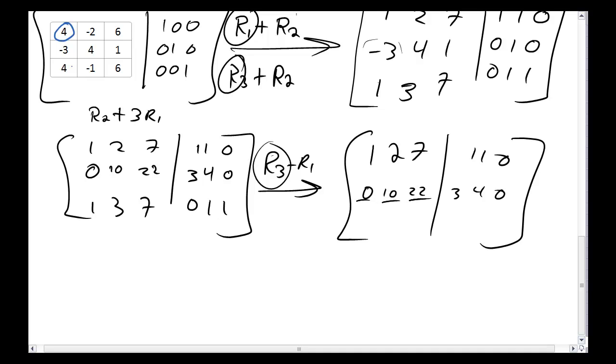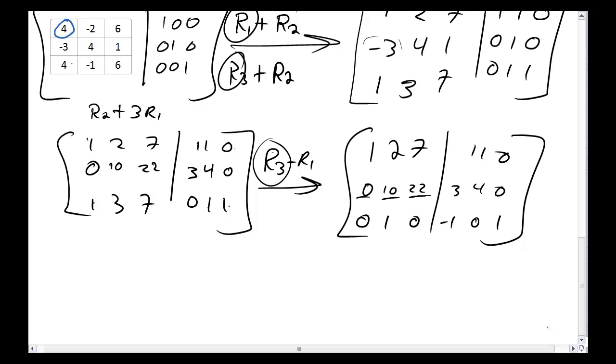All right, I'm actually changing row 3, so let's do that. 1 minus 1 gives me 0. 3 minus 2 gives me 1. 7 minus 7 gives me 0. 0 minus 1 gives me negative 1. 1 minus 1 gives me 0. And 1 minus 0 gives me 1.